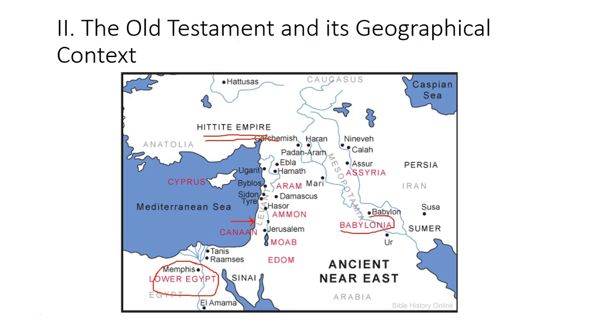The two other nations that are going to cause a lot of problems for Israel and be a great challenge are going to be Babylonia and Assyria. Those two nations are located in what is today Iraq, in the area that we call Mesopotamia. The word Mesopotamia means between the two rivers, and so because most of that land is between the Tigris and Euphrates rivers, they've given it the name Mesopotamia.